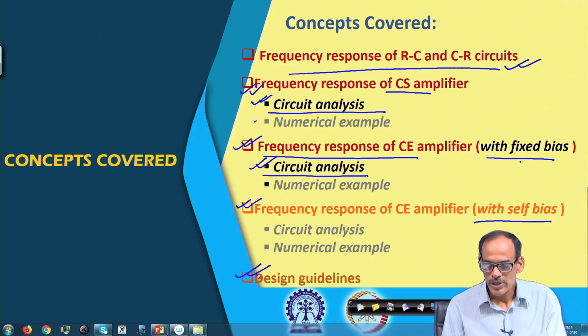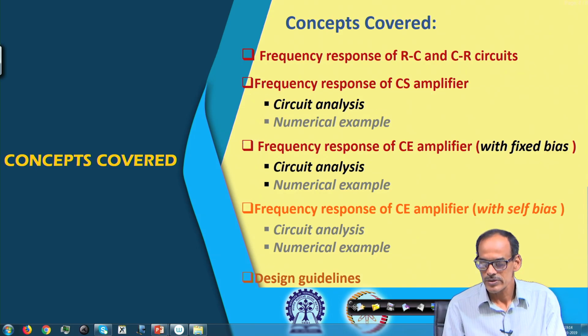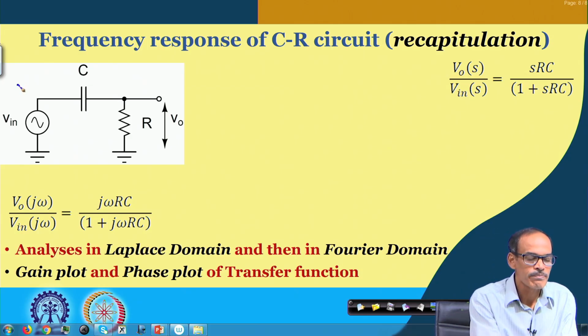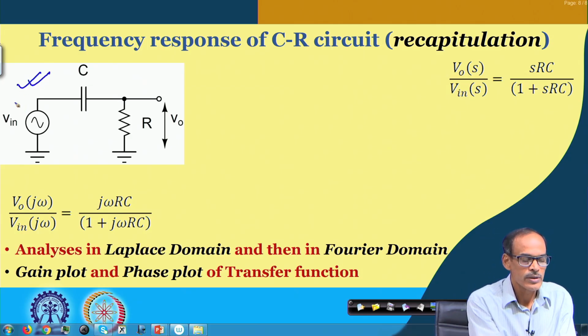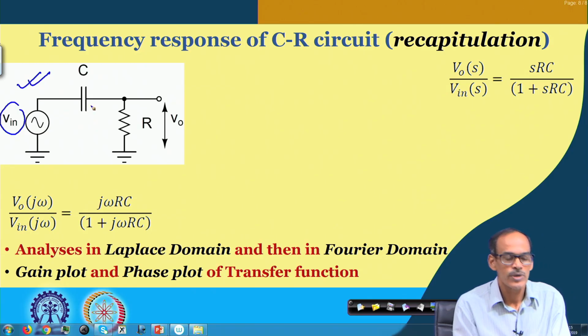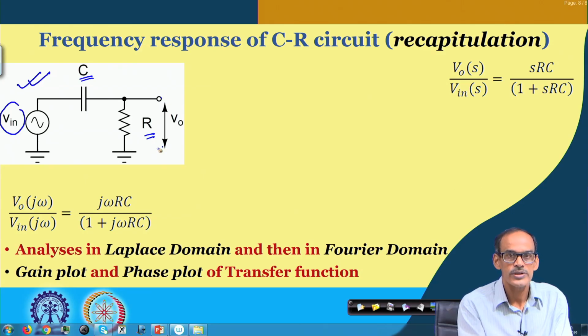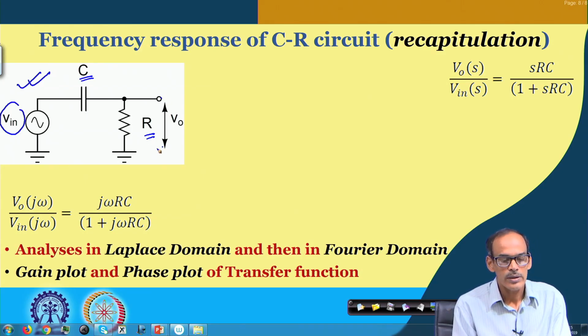So, to start with, let me go for the RC and CR circuit. I must say that this is more like a recapitulation of whatever you know. To start with, let me go with the CR circuit. So, the CR circuit is given here. The input we are applying across the series connection of C and R, and then the output we are observing across the resistance. And how do we find the frequency response? First, we go to the Laplace domain, and then we analyze the circuit.